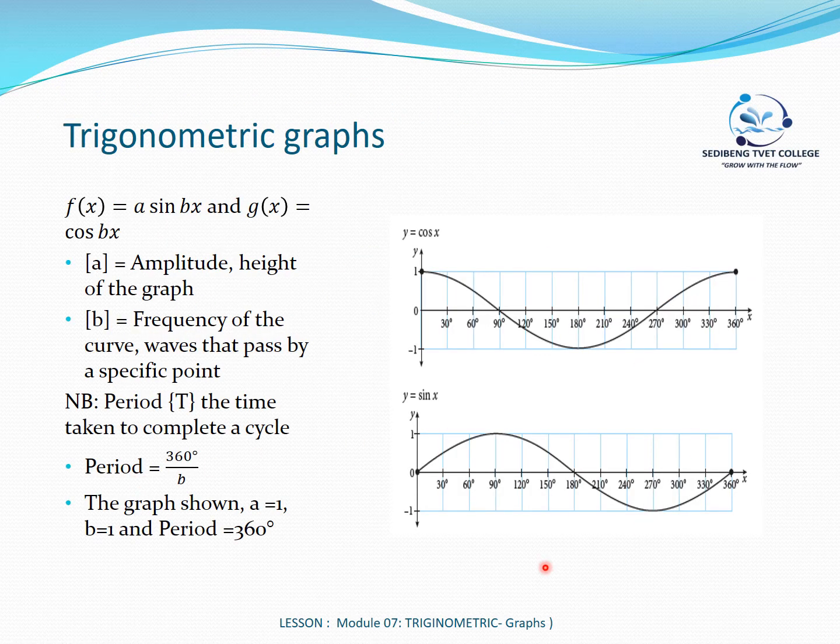Okay. Now looking at these, this is for a normal cos graph. This is a normal sine graph. Now the period T, meaning the time taken to complete the cycle, how do we determine the period? We say 360 divided by B, because in this case B is 1, so it will be a 360 range.